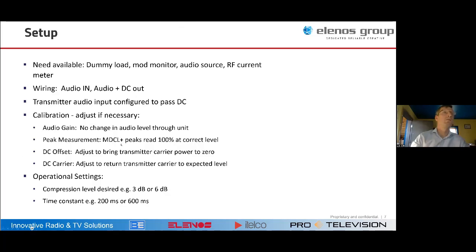Now, setup: just quickly running through what you would have to do if you purchase one of these units. Most of the equipment you would need, you would already have. Most people are going to have this at the radio station. So ideally, you'd have a dummy load.